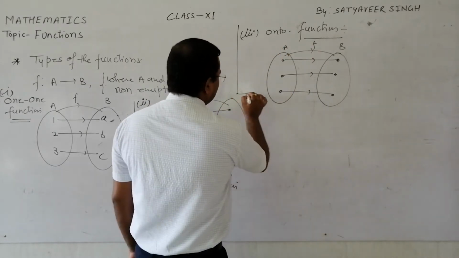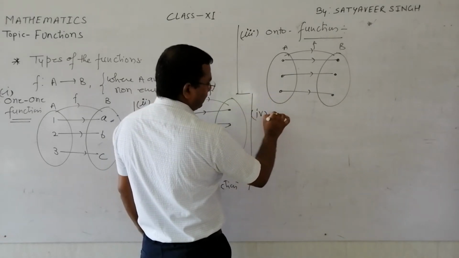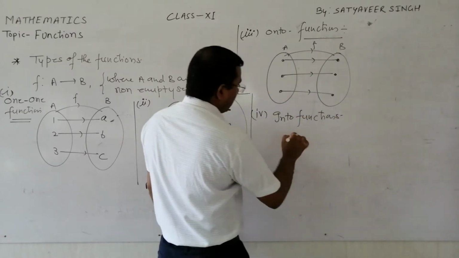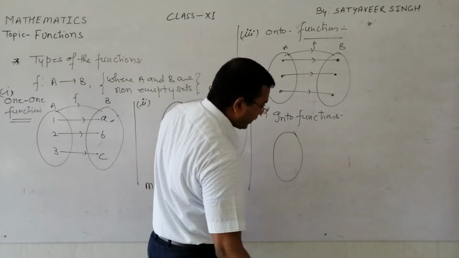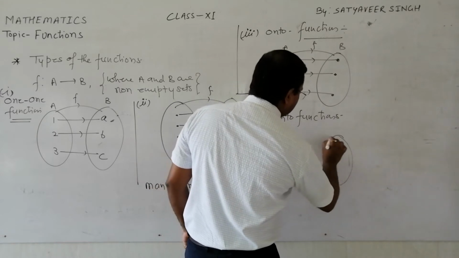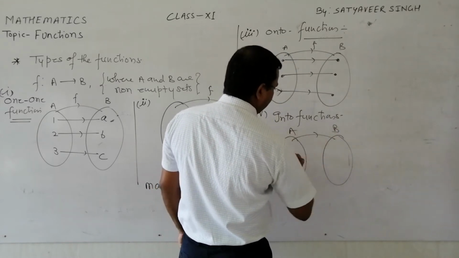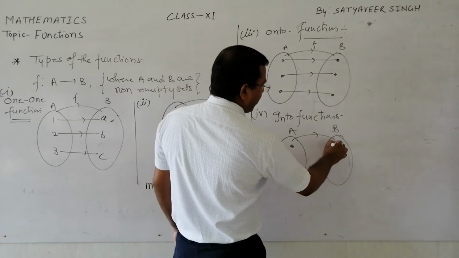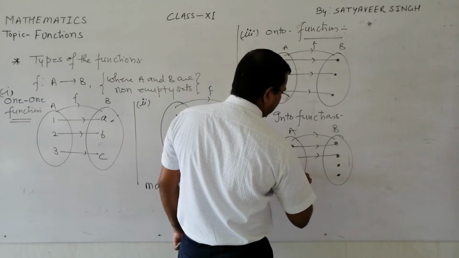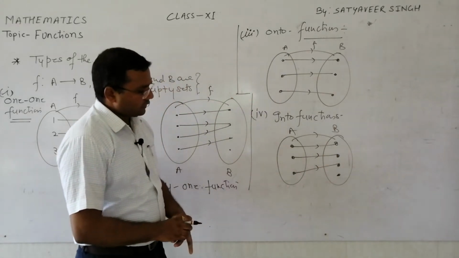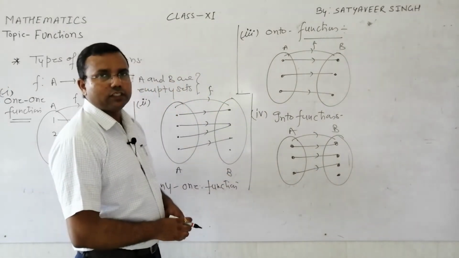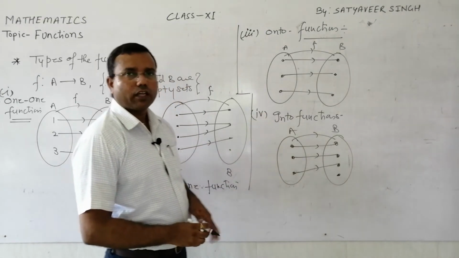At the same time, some functions are called into functions, the opposite case of this. This is a set A, this is another set B, and this is the function. It may be possible that some elements are connected like this, but at least one or more elements in set B remain without a pre-image. This kind of function is called into function.